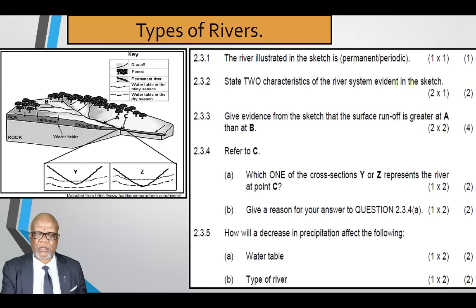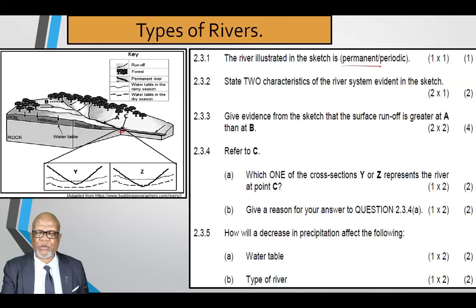So that is your through flow. That is your water table. So this river here is a permanent river. And why are we saying it's a permanent river? Because we can see that the water table is in the riverbed. The riverbed is crossing through the water table throughout the year. So for dry season and for wet season.